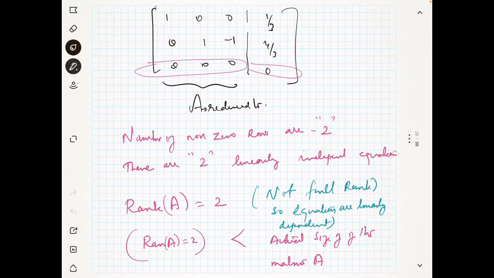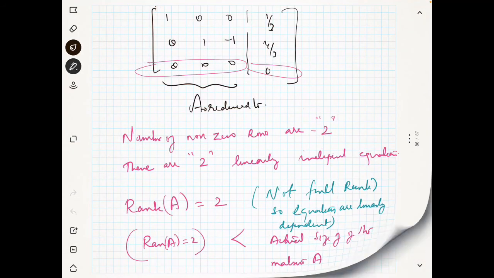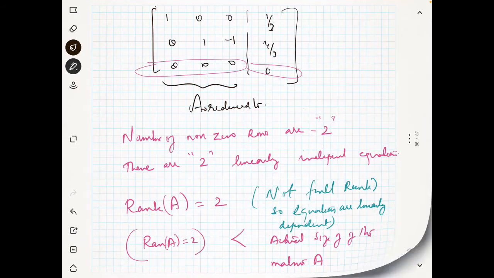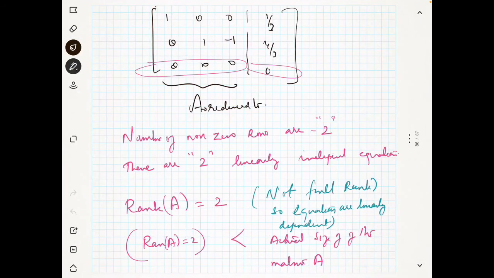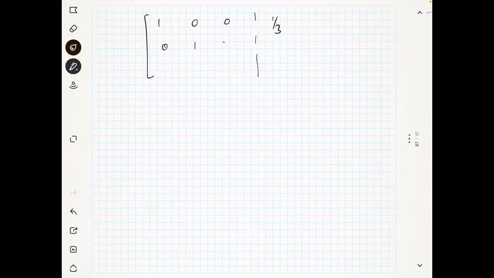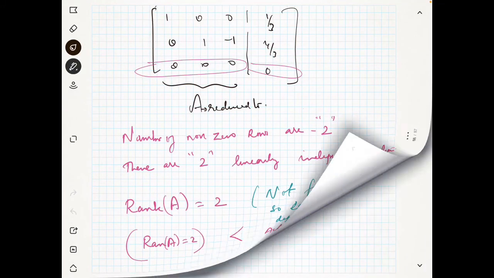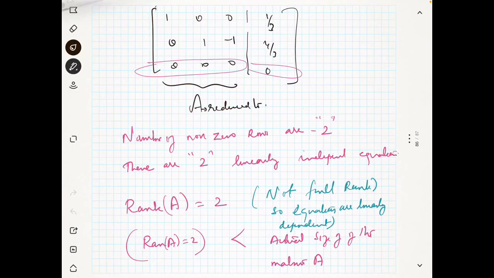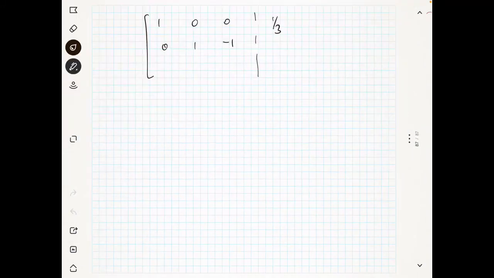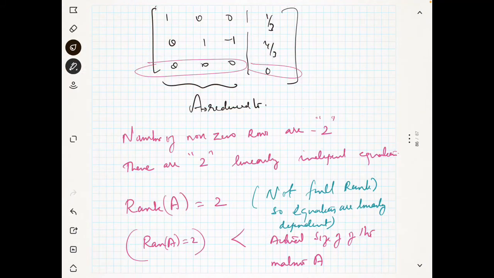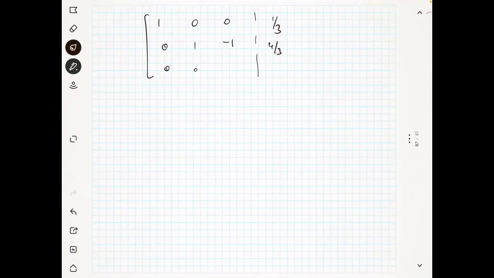I can write one equation in terms of another. Okay, you can see here that my equations are reduced to this form. That means 1, 0, 0, and 1 by 3. This is 0, 1, minus 1, 4 by 3, right? 4 by 3, am I correct? Yes, 4 by 3. And another one, 0, 0, 0, 0.